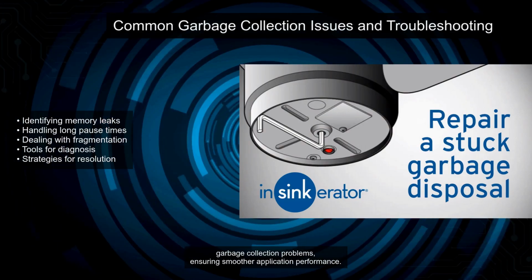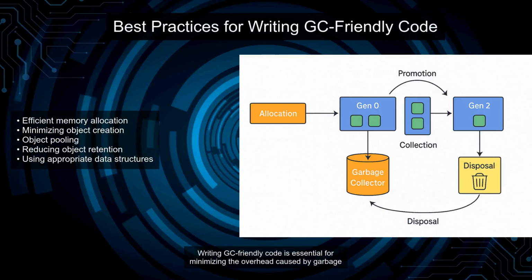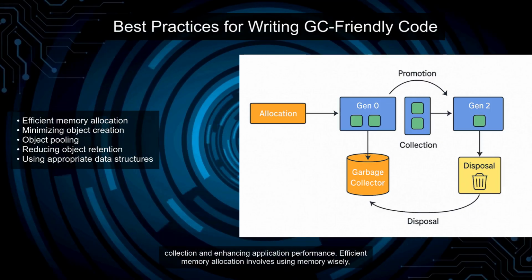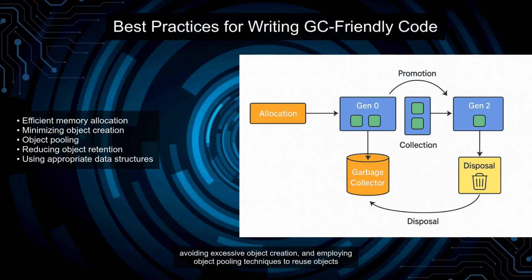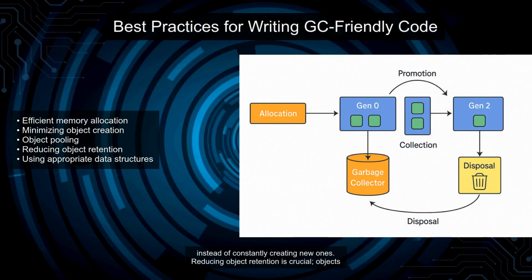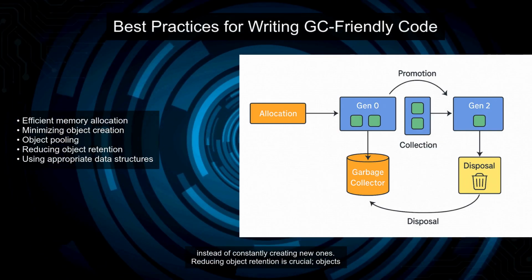ensuring smoother application performance. Writing GC-friendly code is essential for minimizing the overhead caused by garbage collection and enhancing application performance. Efficient memory allocation involves using memory wisely, avoiding excessive object creation, and employing object pooling techniques to reuse objects instead of constantly creating new ones.